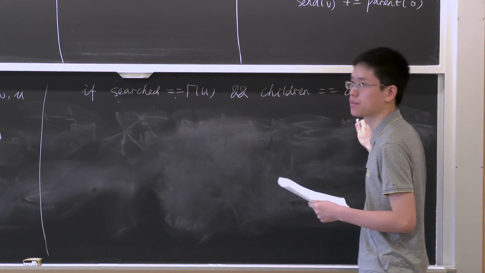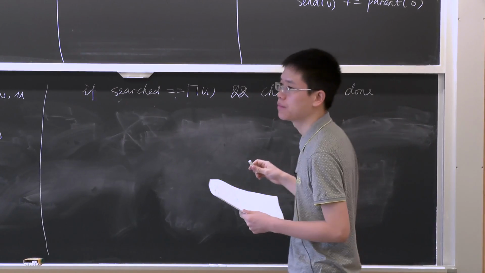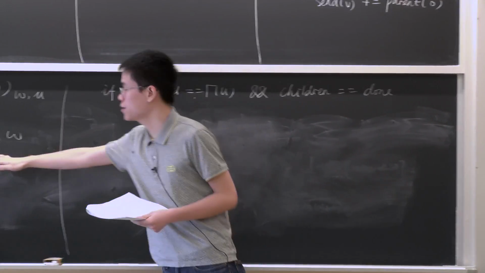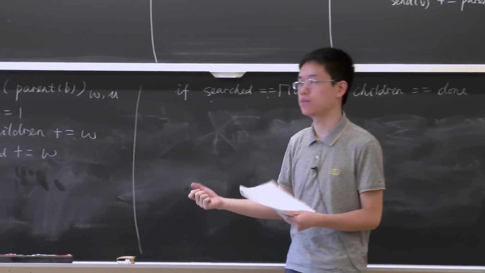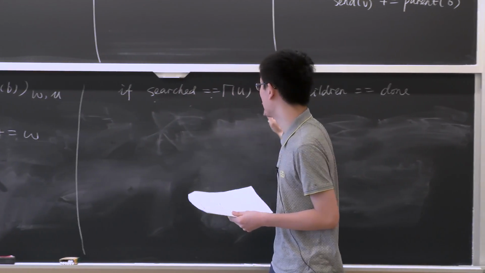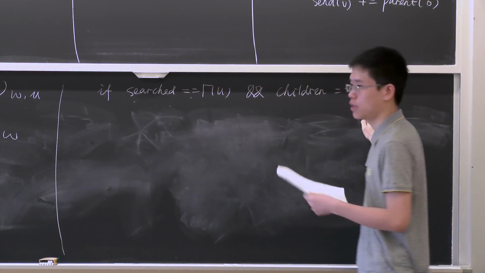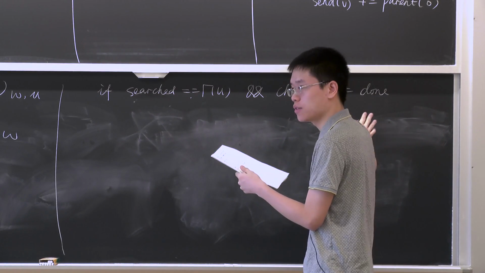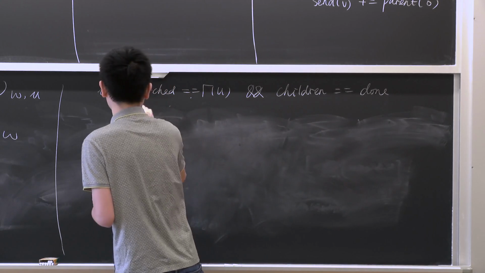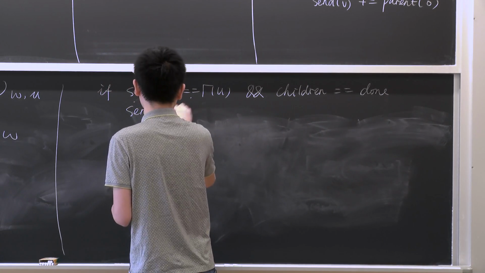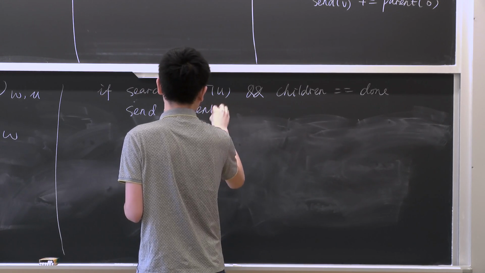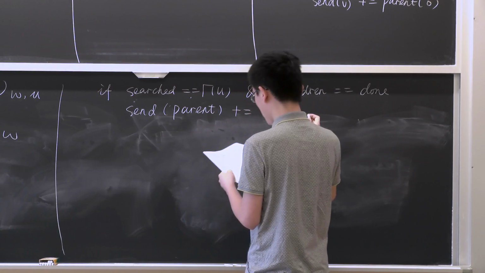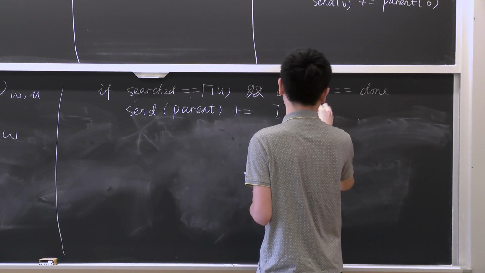What was the first one? This one? Searched means someone has responded to the search message. Done means all its children are done. I haven't written how done is defined yet. Give me a minute. In this case, I'm going to send my parent a message. This is the step of Convergecast. What do I send? I'm going to send "I'm done."